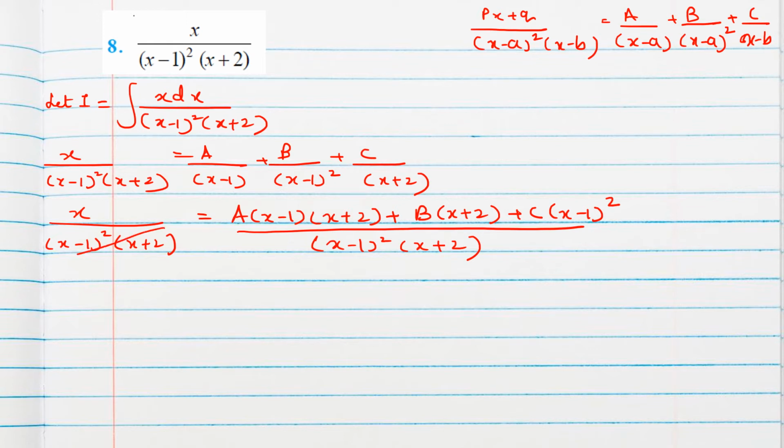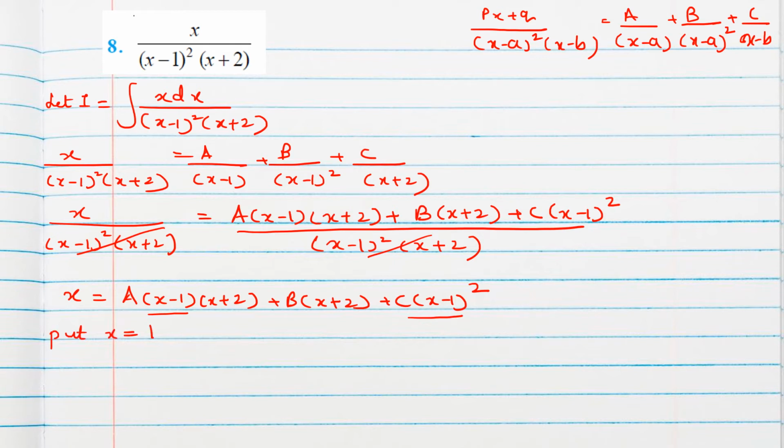Now we can delete this denominator, so x equal to a x minus 1 x plus 2 plus b of x plus 2 and c of x minus 1 square. Now if you put x equal to 1 here, so x equal to 1 means this bracket will go, this bracket will go, so you can find b value. So first of all we'll put x equal to 1. So in this equation 1, a and c will go, b into 1 plus 2. So b will be 1 by 3.